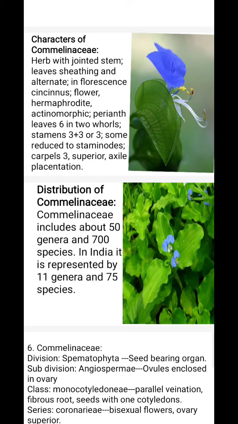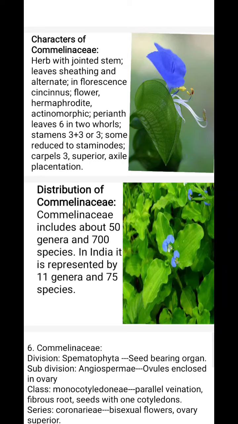These leaves are sheathing and alternate. You have to see in the picture. These leaves are alternately present and they have the sheathing leaf base. That means the basal part of the leaves, some part of these basal parts, are attached to the stem, that is sheathing leaf base.